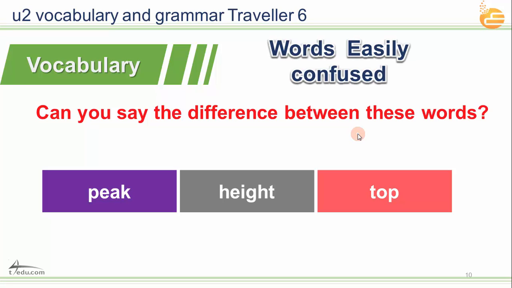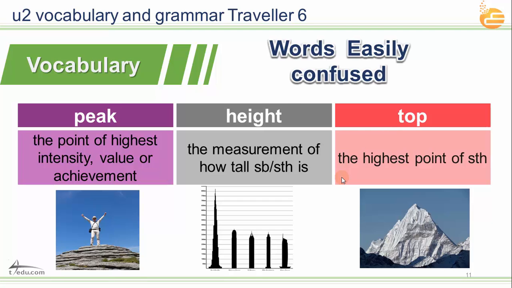The second set of the confusing words is peak, height, and top. The peak of everything, the height of somebody or something, and the top of a mountain or the top of something. So the word peak, which is a noun, and all these words are nouns, is the point of highest intensity. It could be some kind of intensity, it could be a value, or it could be achievement. This is the peak of it, the peak hour, and so on.